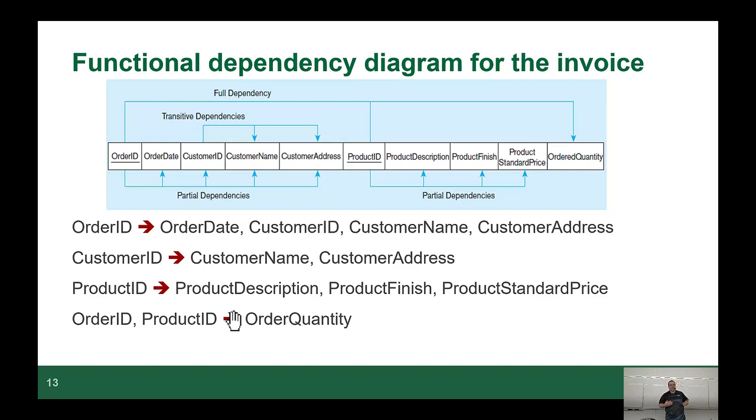So in the end, if we look at the dependencies, we can do it based on this kind of syntax, similar to what I had you guys doing for lab 1. So we have order ID determines order date, customer ID, customer name, customer address. Product ID determines description, finish, and price, and the combination determines order quantity.